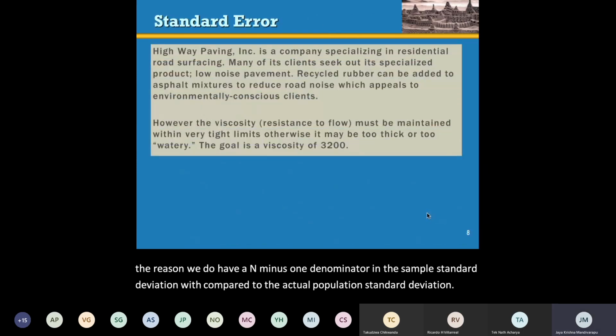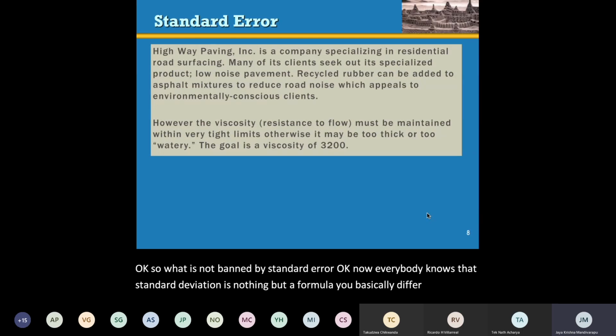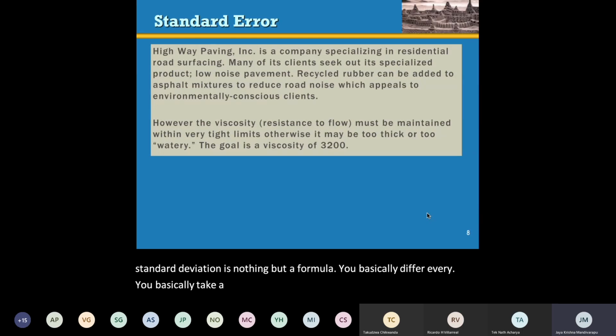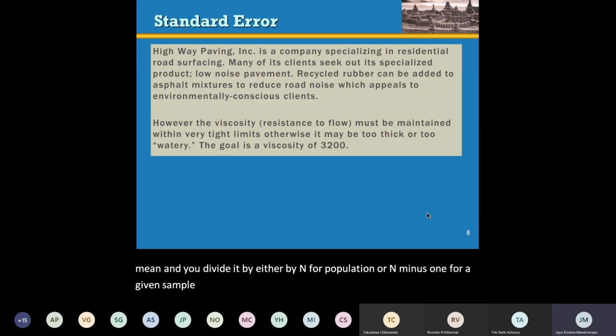Okay, so what is meant by a standard error? Now everybody knows that standard deviation is nothing but a formula. You basically take the difference between every data point and its mean, and you divide by either n for a population or n minus 1 for a given sample. So what does a standard error mean?